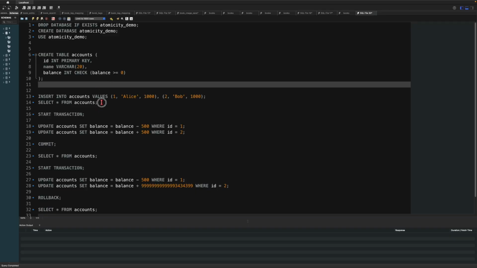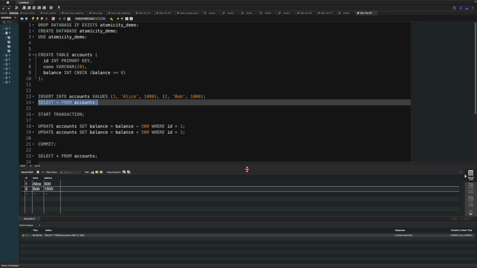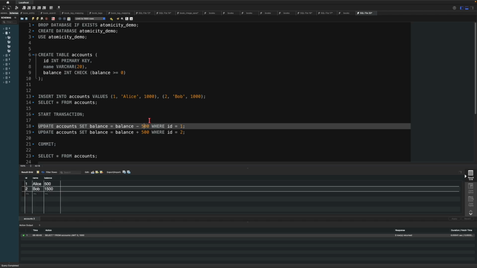Now, if we check the current accounts table, here we can see that for Alice, the balance is 500. Now if I try to update this, let's say if I try to deduct the balance by 1500, but the current balance is only 500. So let's check whether this will get updated.